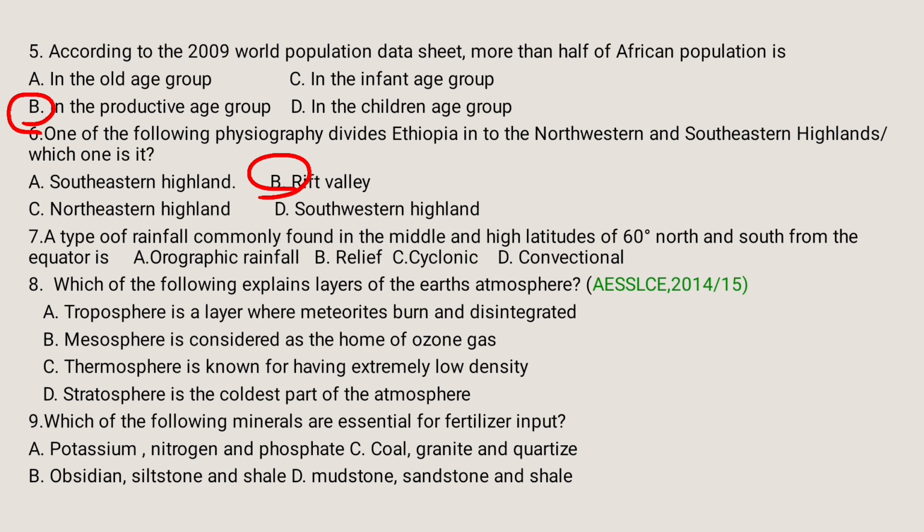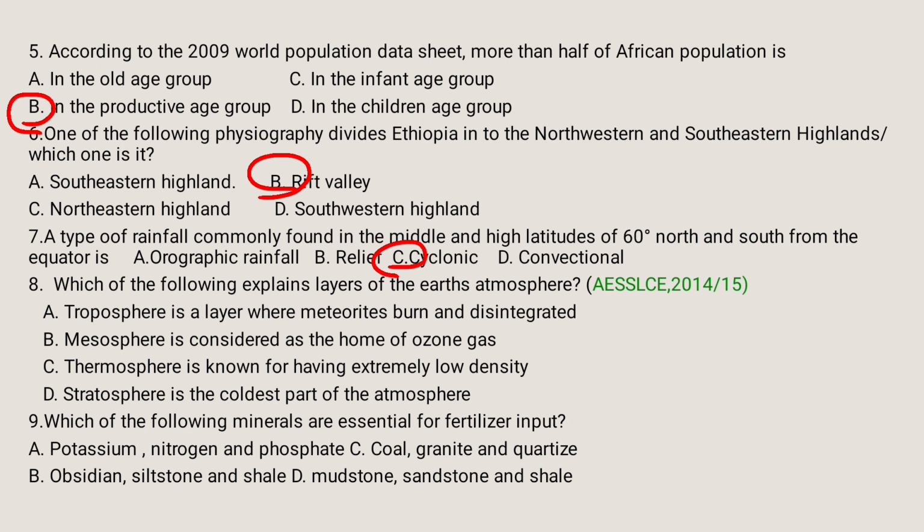Question number 7. A type of rainfall commonly found in the middle and high latitude of 60 degrees north and south from the equator is A. Orographic rainfall, B. Relief rainfall, C. Cyclonic rainfall, D. Conventional rainfall. Cyclonic rainfall is a type of rainfall that is geographically found at middle and high latitudes of 60 degrees north and south from the equator.